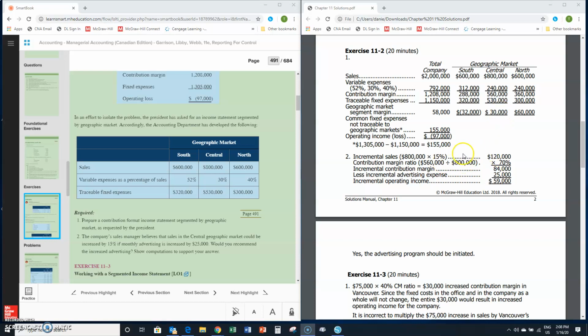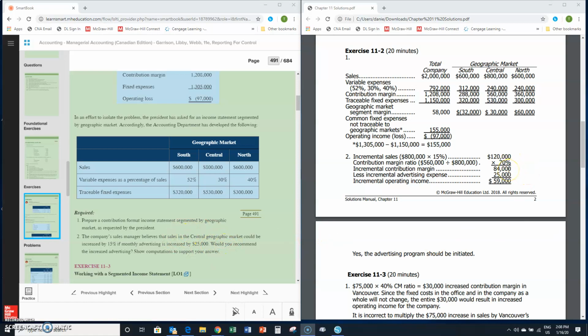So the theory behind this is, if you increase sales, your variable expenses are also going to increase. So you don't just take this number. Your sales increase, your variable expenses increase. So you have to take the contribution margin ratio. But once you multiply it by the ratio, you determine how much your contribution margin would increase. Your contribution margin increases, but your fixed expenses stay the same. So the only difference in the expense would be taking on the additional 25,000.